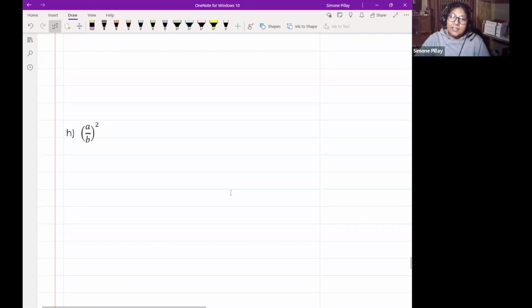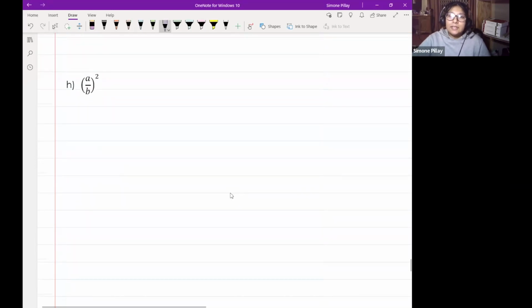Okay, so let's start with this. Immediately, what I can see is, okay, I want to apply law 1 to my numerator, and I want to apply law 1 to my denominator. I hope that made sense to everybody. And what is that going to leave me with? It's going to leave me with a squared over b squared.